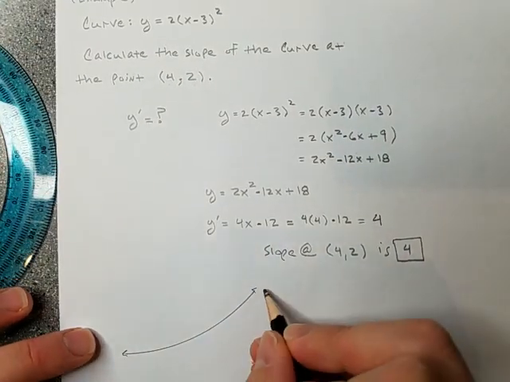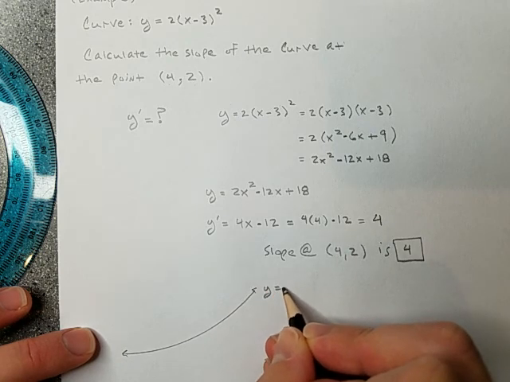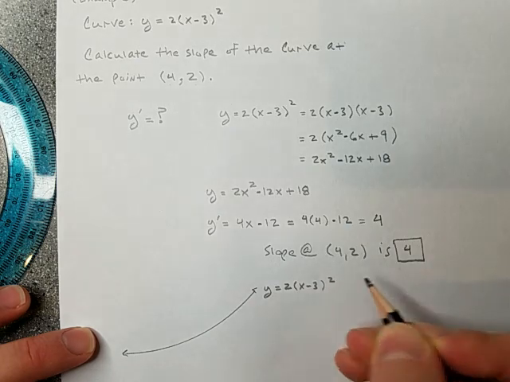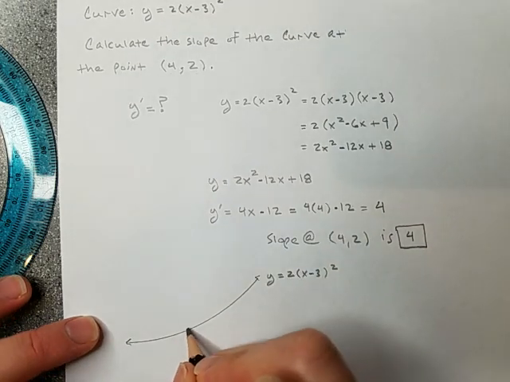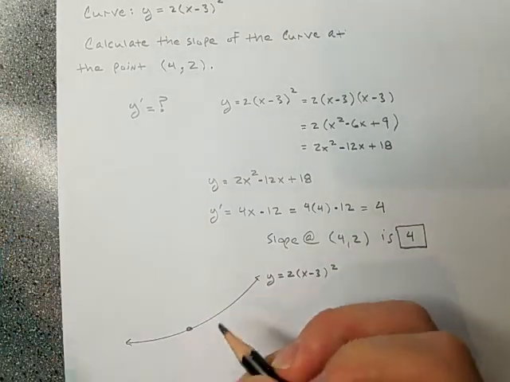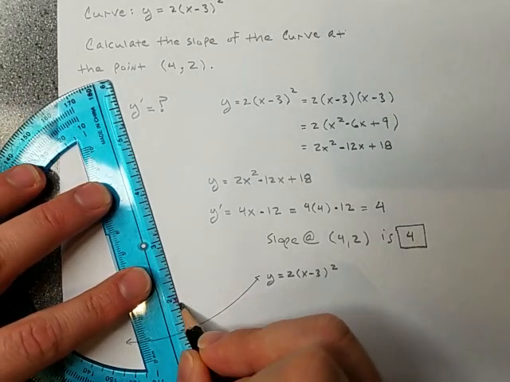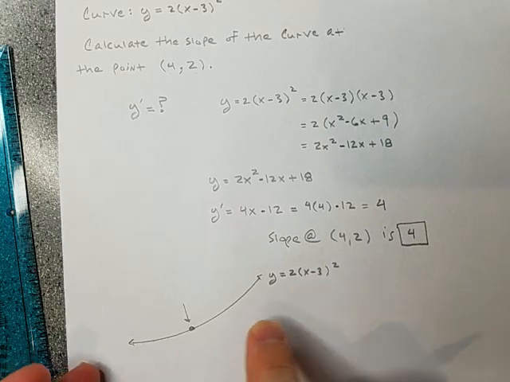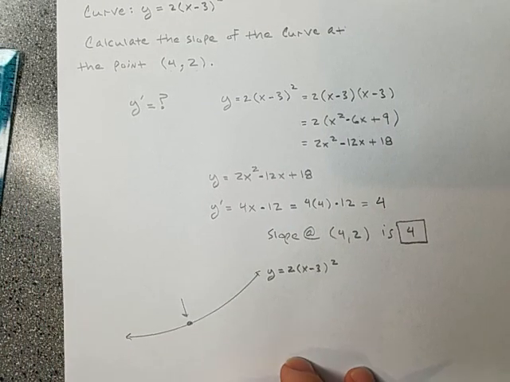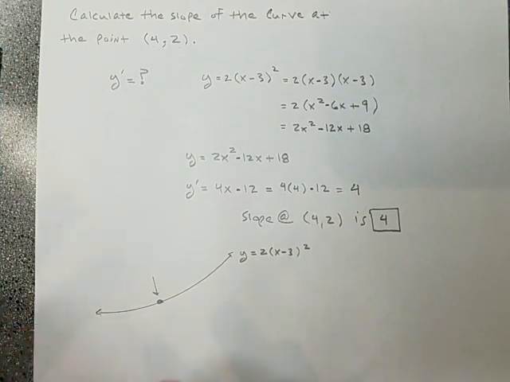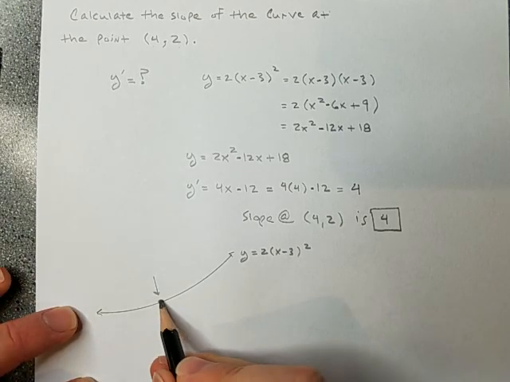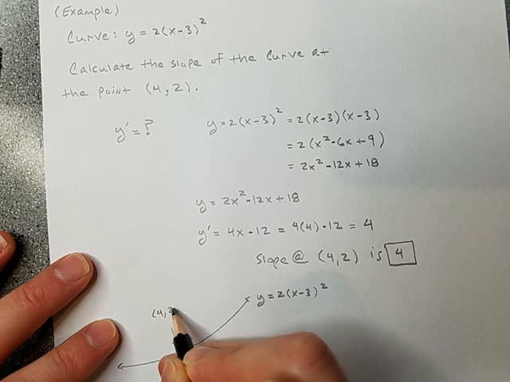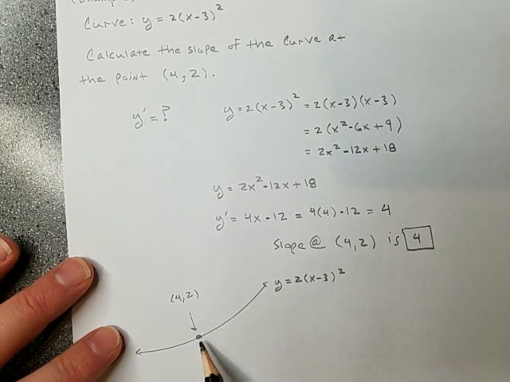So let's say that right here, this is the curve y = 2(x − 3)², and that there is in fact this point on it. Now, my graph is not meant to be completely representative of that function. It's just here so that you can have some visual concept of what's going on. Suppose that point is (4, 2). And I'm saying that the slope there is 4.